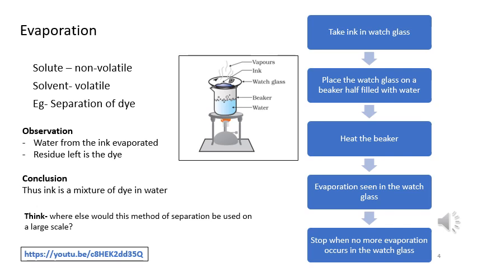The flowchart on the right hand side of the slide tells you how that process can be carried out in a laboratory. Like, I take ink in a watch glass and place the watch glass on a beaker which is half filled with water, and I heat the beaker. I see certain vapors coming out from the glass and I will stop when no more of such vapors are seen. What remains in the watch glass will be the dye, a residue left because all that water has now been evaporated. Thus, I can conclude that ink is a mixture of dye in water.